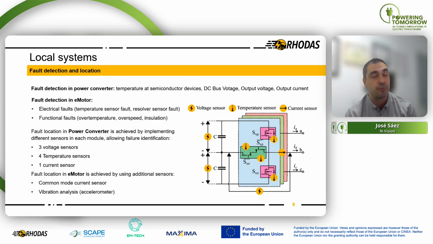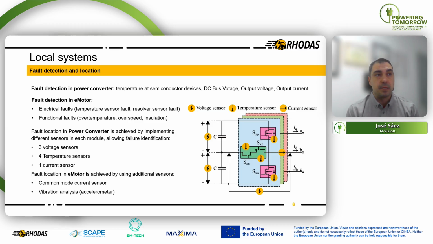From the electrical point of view, besides controlling the temperature, we are also paying attention to potential sensor faults, because this can also be critical, as it would leave our system completely blind on what is happening in the motor. So checking their correct operation is also important to ensure the proper operation of the system. And finally, also some functional faults on the motor, which are more related, again, to the temperature, but also to overspeed and even to the insulation, as I will show later.